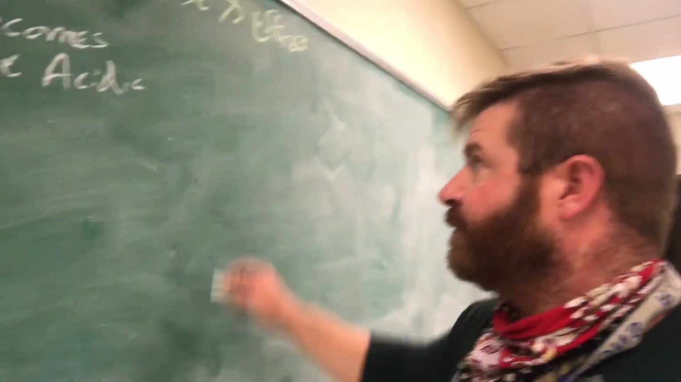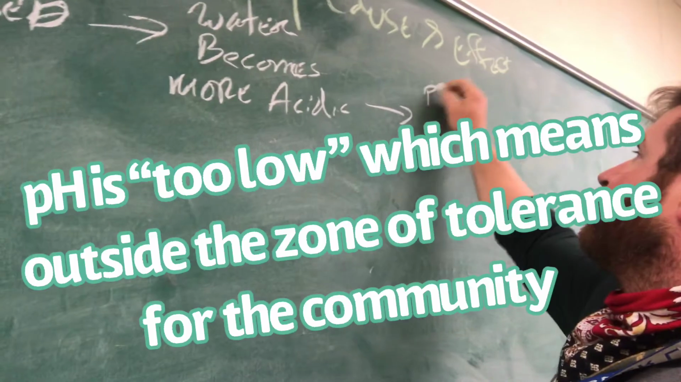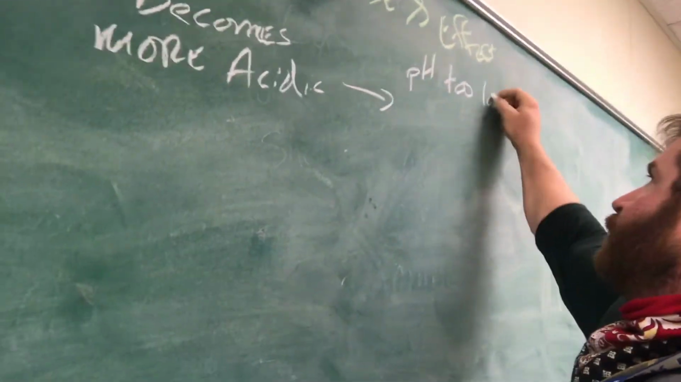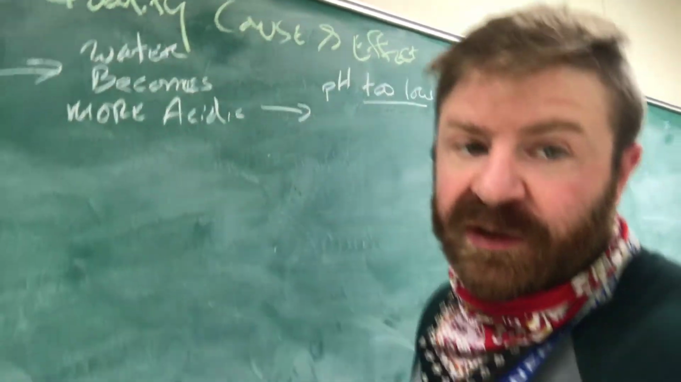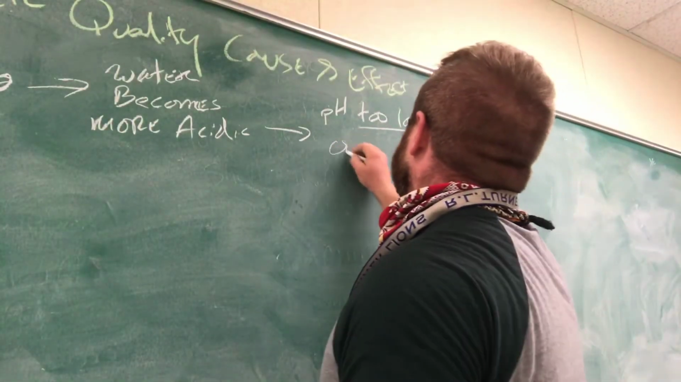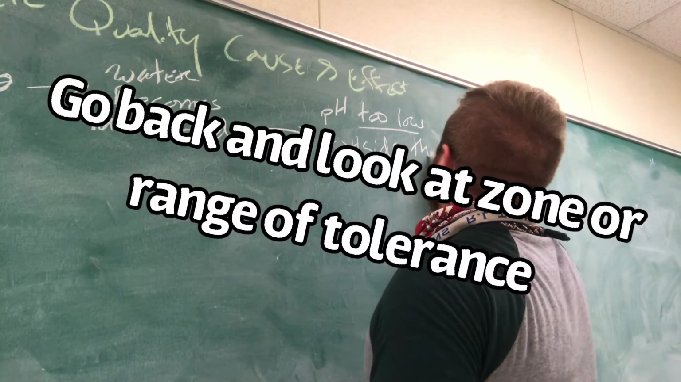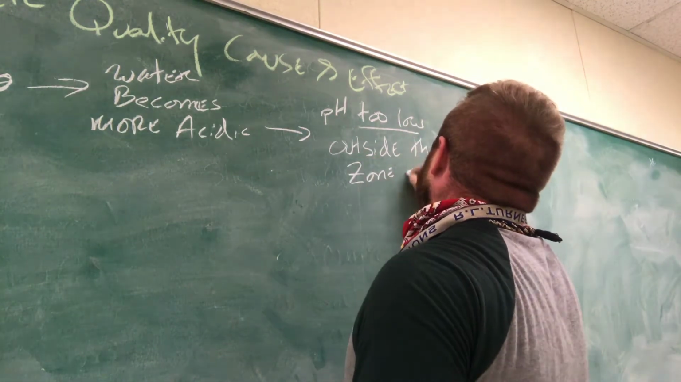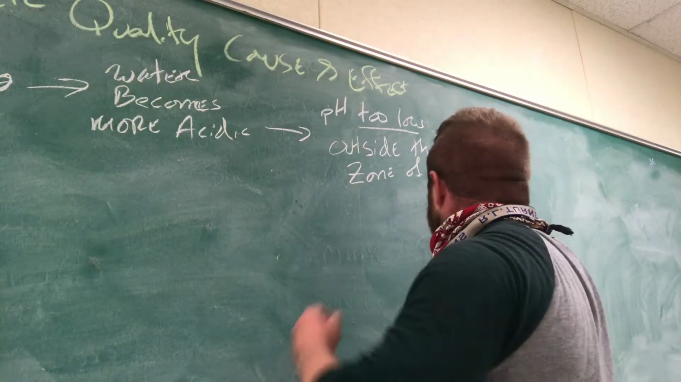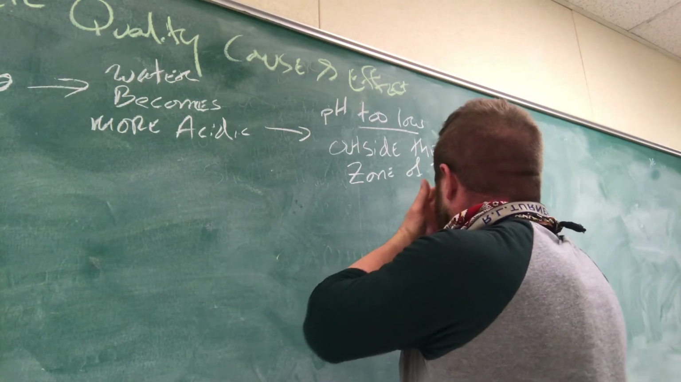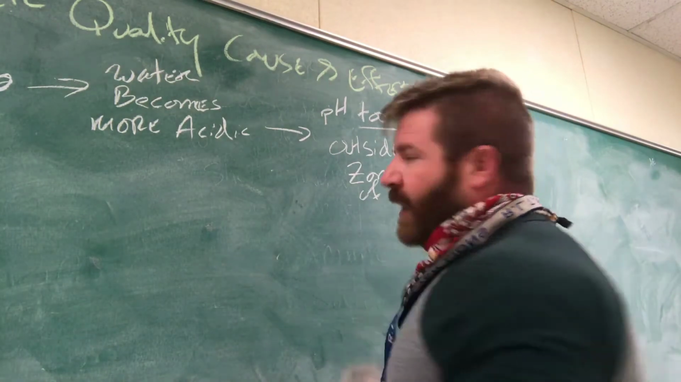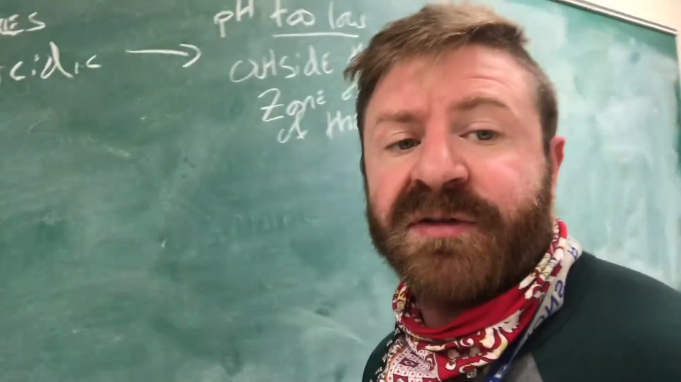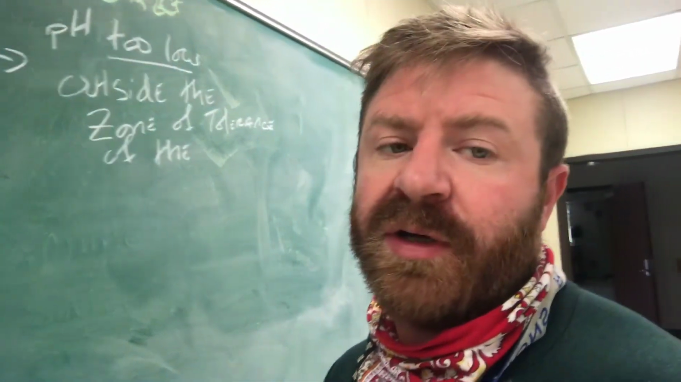And eventually what we have is the entire ecosystem, the pH is too low. By too low, I mean that it is outside the zone of tolerance for most of the organisms in the ecosystem. Pretty sure tolerance has one L. And I'm going to say here the community. Okay, remember that community means all the populations. So this is the plant community and the animal community. The pH is too low for them both.